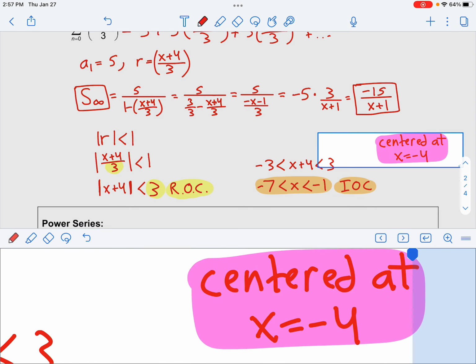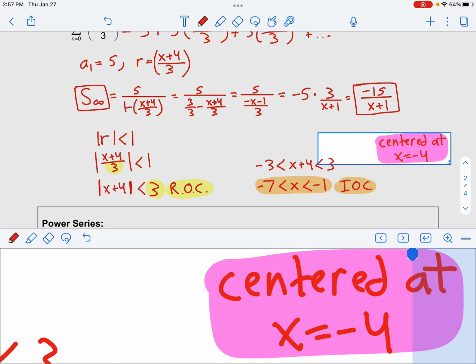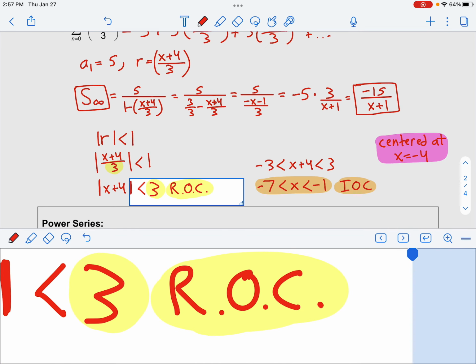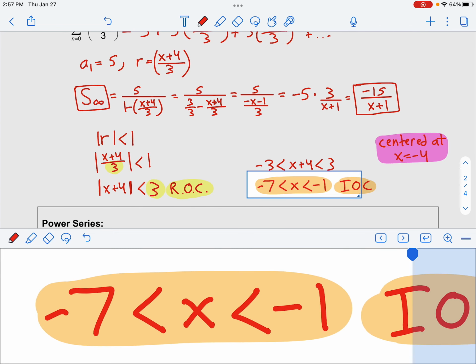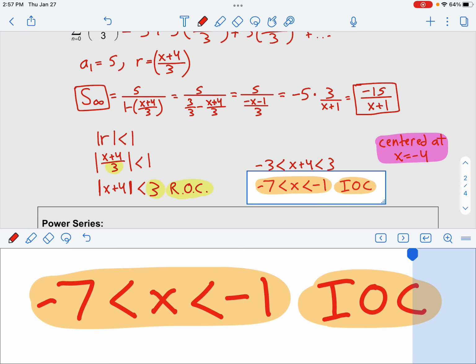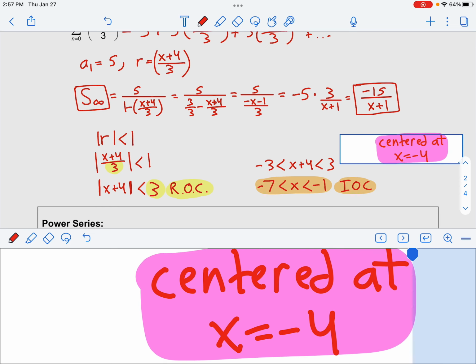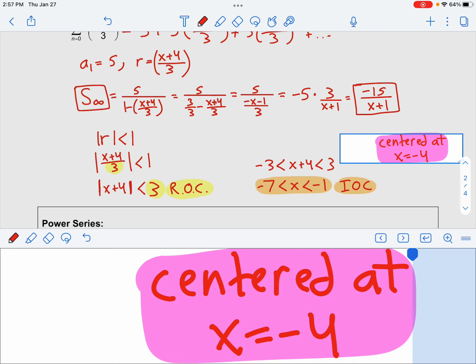So the convergence for this series is centered at around negative 4, so the numbers around negative 4. Well, how far away from negative 4 can we go? We can go 3 units in either direction. So what are the actual boundaries? That's the interval of convergence, negative 7 to negative 1. But the center is at negative 4.